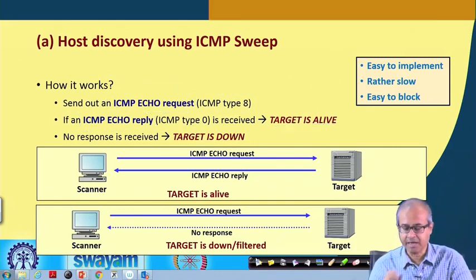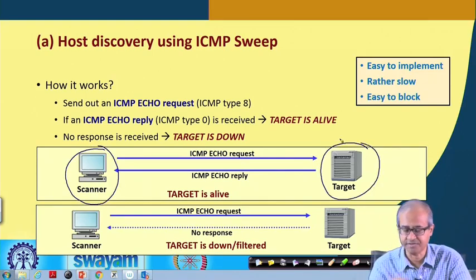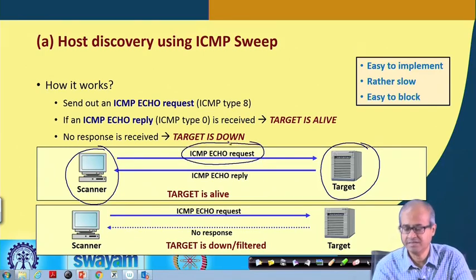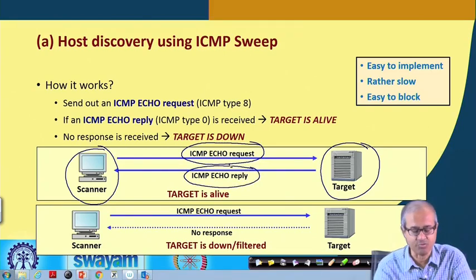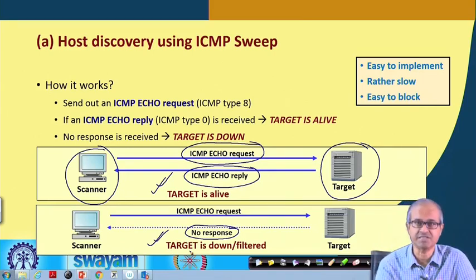Now, pictorially I am trying to depict it here. Suppose you are here, you are trying to scan a particular target host out here. So, you sent an ICMP echo request packet, and the target, if it is up and running, will send back an echo reply packet. Your conclusion is the target is alive. But if you find that there is no response from the other side, then you conclude that the target is either down or there is a firewall or a router which is filtering your requests.